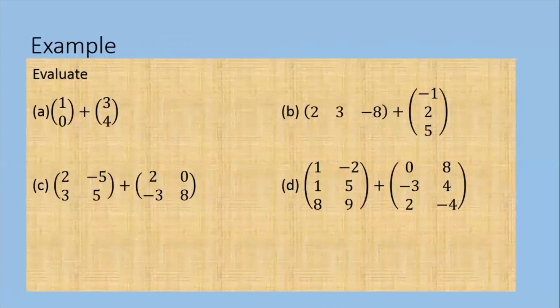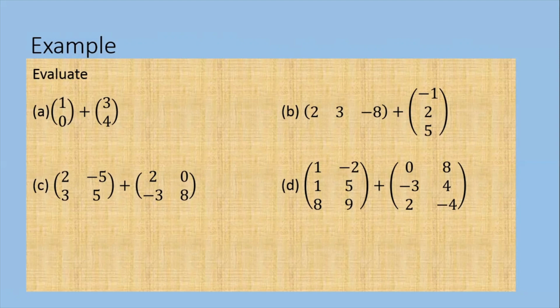You have to evaluate part A, 1, 0 plus 3, 4. Part B, 2, 3 minus 8 plus minus 1, 2, 5. Part C, 2 minus 5, 3, 5 plus 2, 0 minus 3, 8. And part D, 1 minus 2, 1 minus 5, 8, 9 plus 0, 8 minus 3, 4, 2 minus 4.